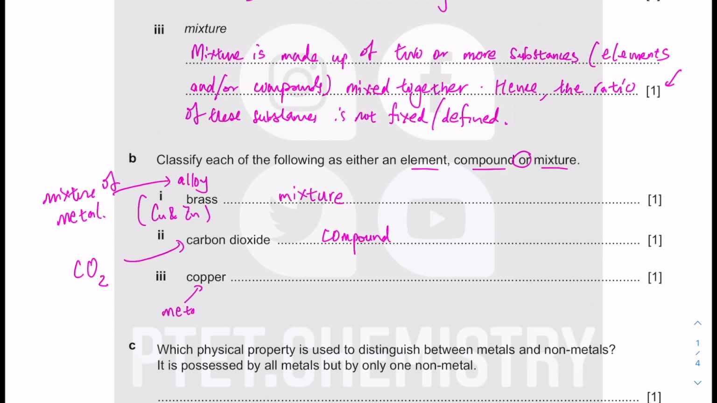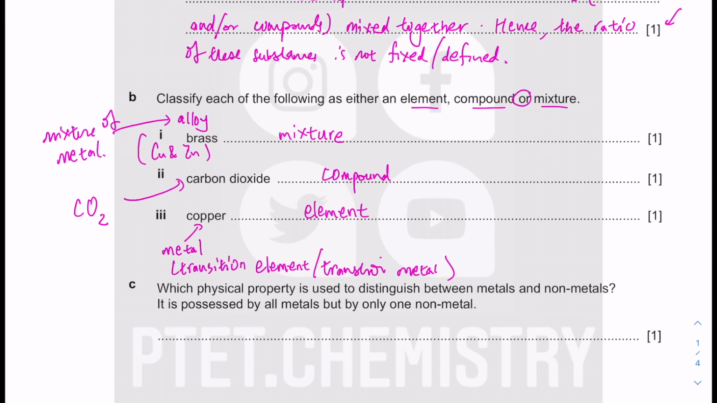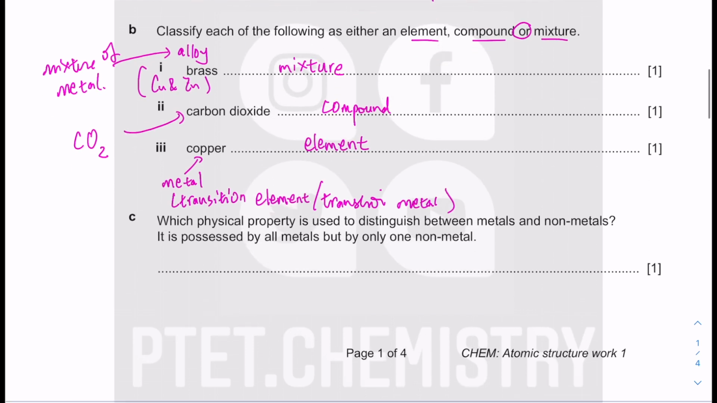Copper is a metal in the transition element block, and a transition element is also a transition metal. So it is a metal, and it is an element, okay, because you cannot break it down further into simpler substances. And you can also find copper as element number 65, if I'm not mistaken. Let me have a look at my periodic table. Copper is element number 64, okay, in the periodic table.